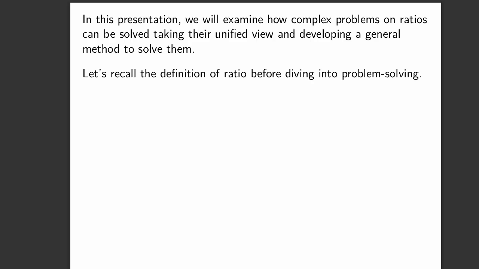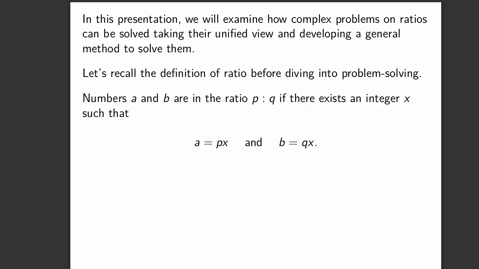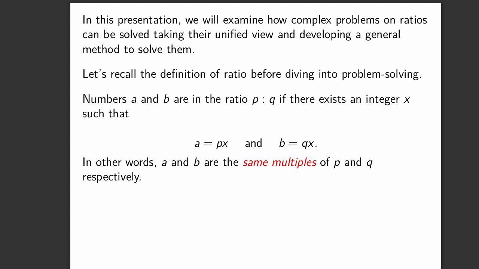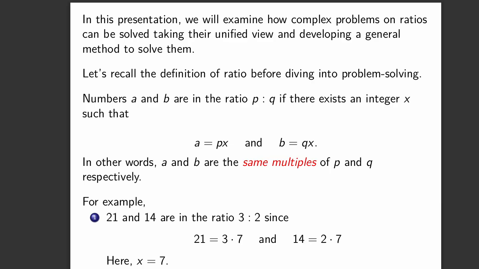So, before we actually do that, let's recall the definition of ratio. Numbers a and b are in the ratio of p to q if there exists an integer x such that a equal to px and b equal to qx. So basically here I would like to mention that we are dealing with all positive integers. So in other words, a and b are the same multiples of p and q respectively, and in that case we shall say that a and b are in the ratio of p to q, same multiples. That's important. So let's take a few examples.